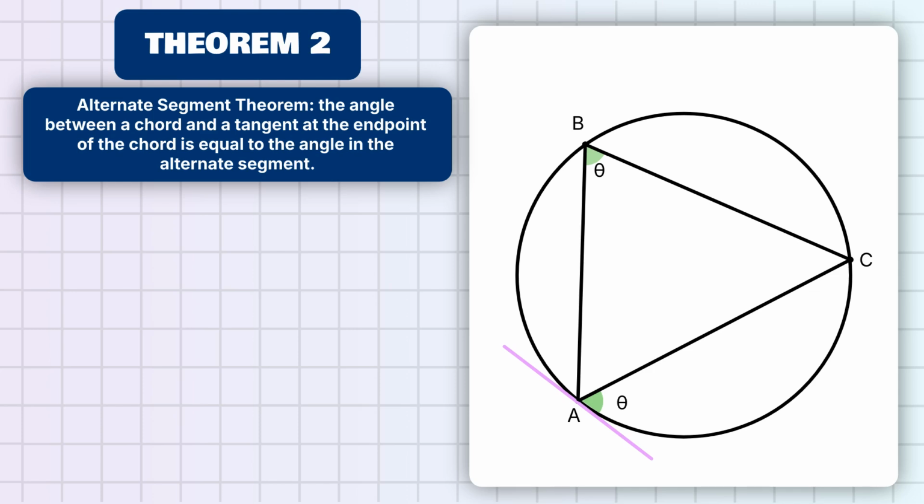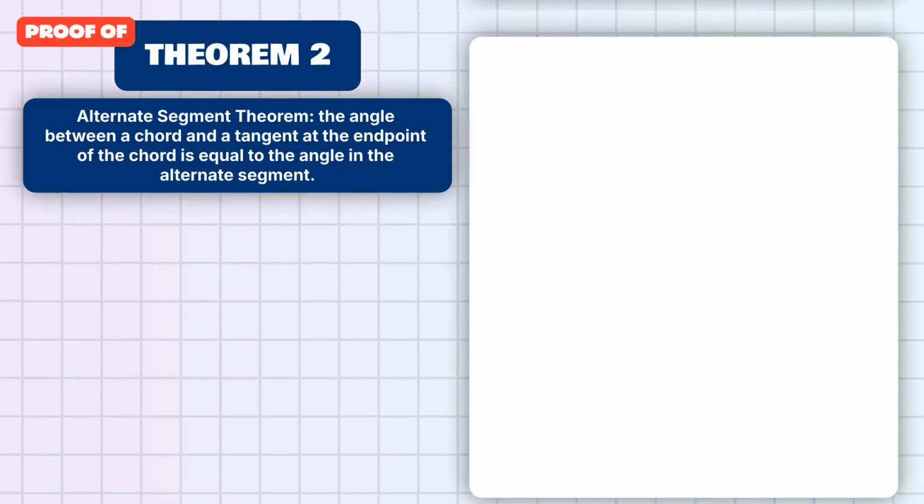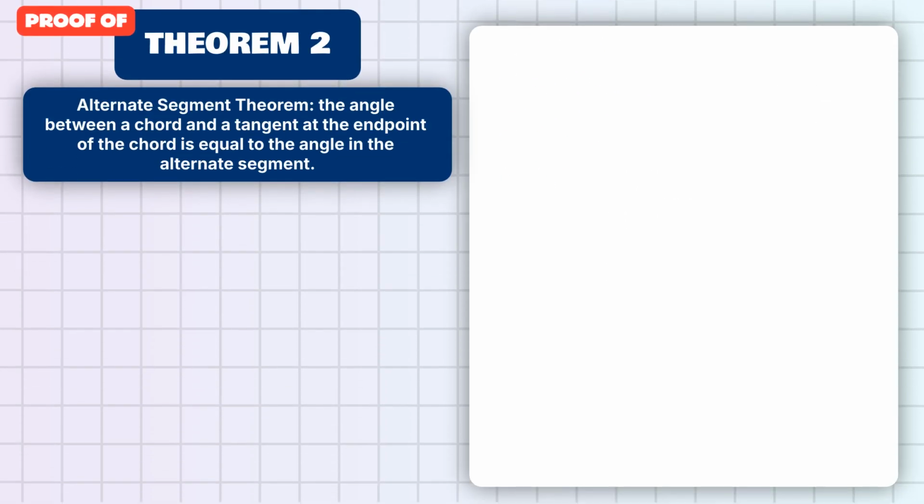The second theorem we'll explore today is the alternate segment theorem. This states that the angle between a chord and a tangent at the endpoint of the chord is equal to the angle in the alternate segment. Understanding this visually, this theorem tells us that the angles highlighted theta in the diagram are always equal. Let's walk through how we prove this.